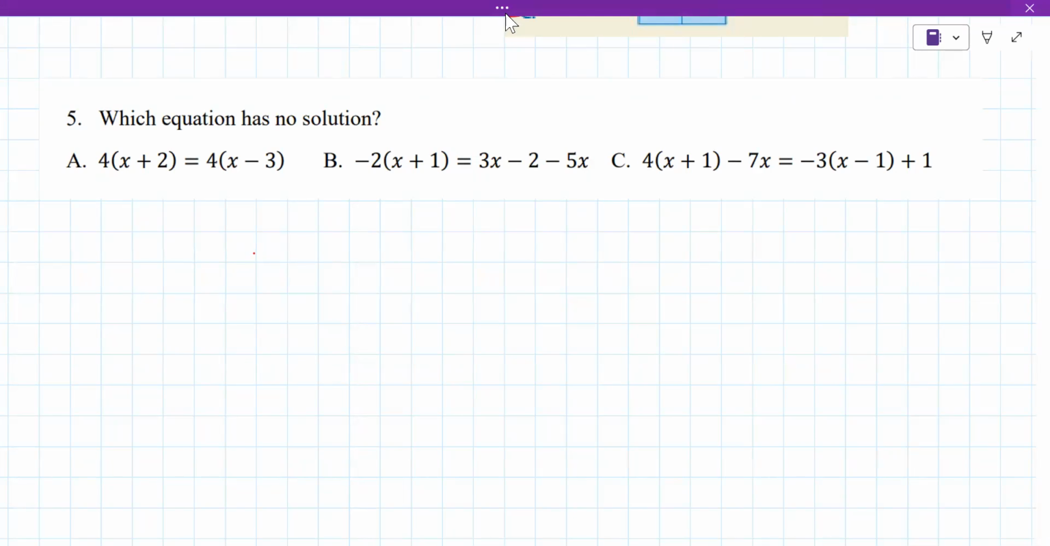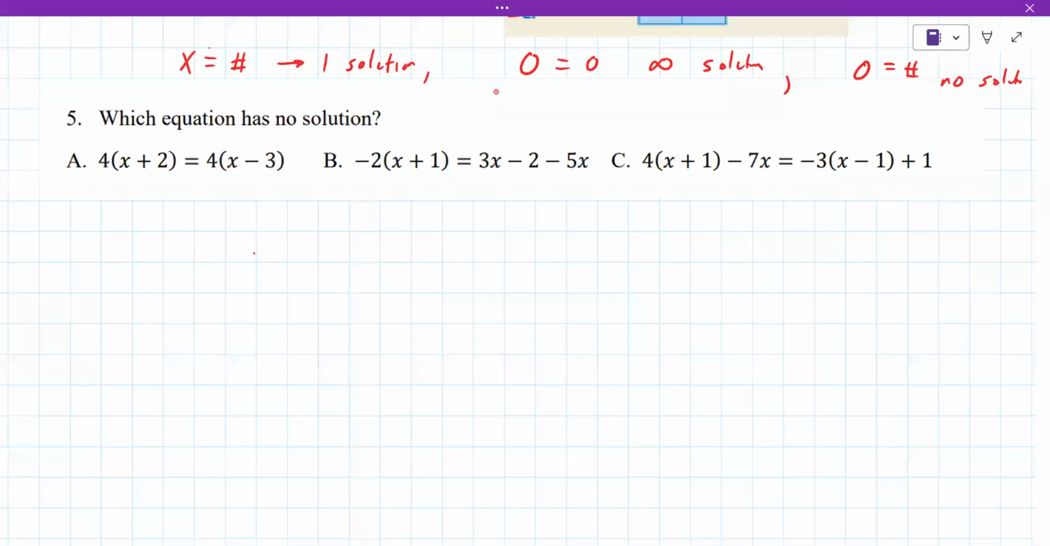Okay, that's true for quadratics. This is kind of the reminder here. If you get x equals a number, that means it has one solution. If you get 0 equals 0, that means infinite solutions. Oh, it's like 1 equals something else. Yes, it's no solution. If you get 0 equals a number, no solution. So unfortunately, you do have to solve all of them, or at least guess really well.